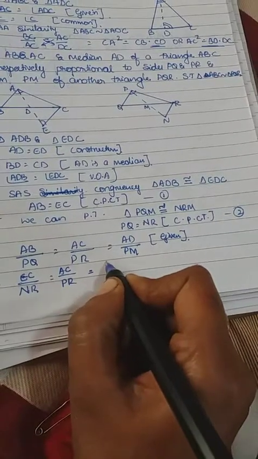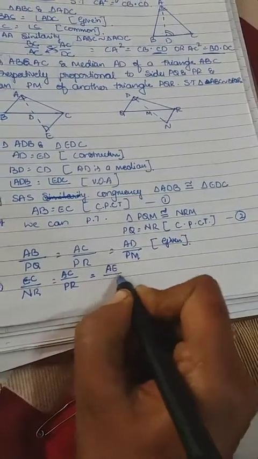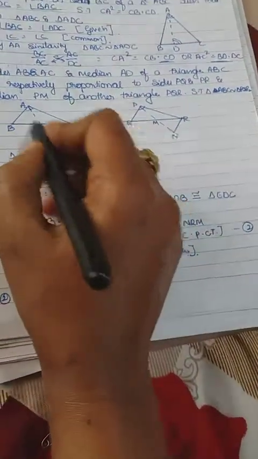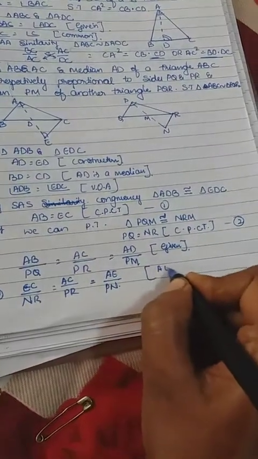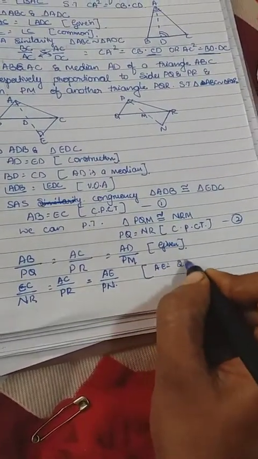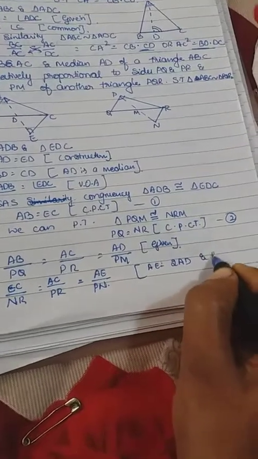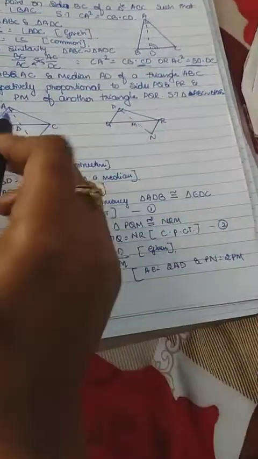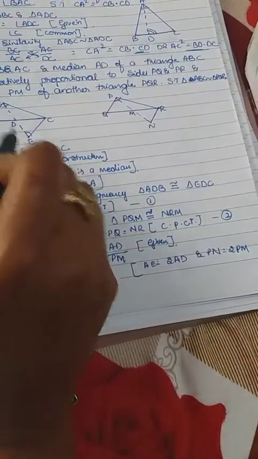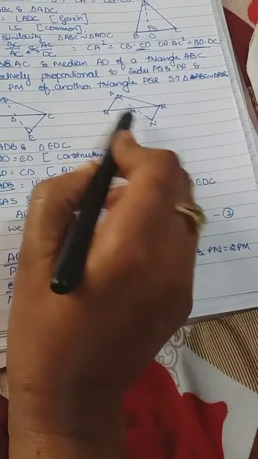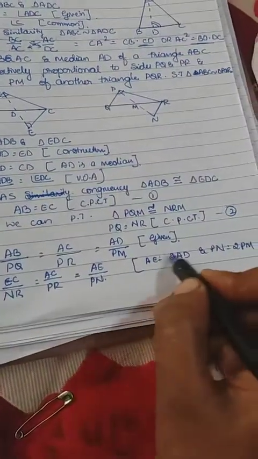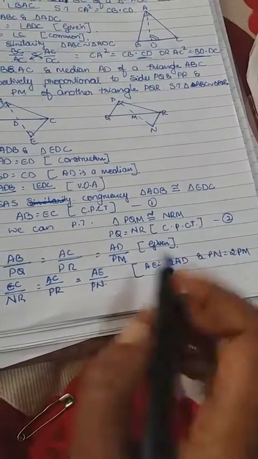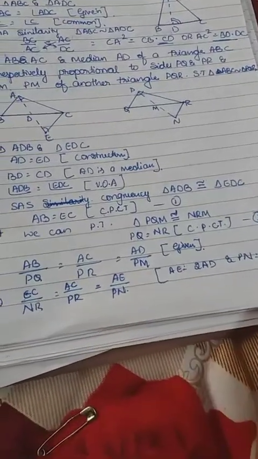Why it should be this thing I have taken, I'll tell you. AE divided by PN. Why it should be AE divided by PN? AE equals 2AD we can take, and also PN equals 2PM we can take, because if they are equal, both are equal. AE equals AD plus AD, 2AD, PN equals PM plus PM, 2PM. So if the 2 gets cancelled, it becomes AE divided by PN. So instead of that I have taken AE divided by PN.